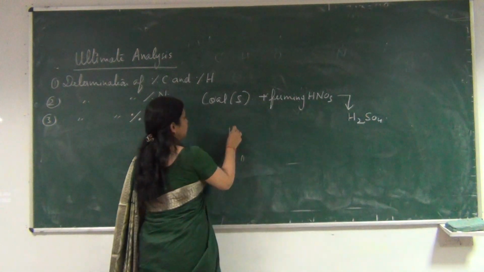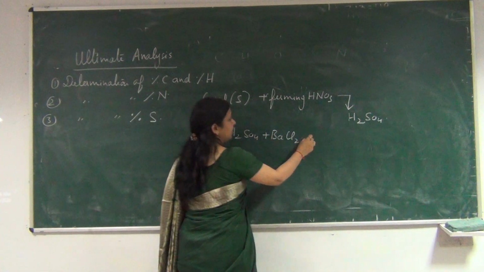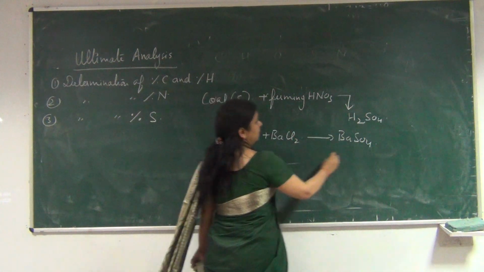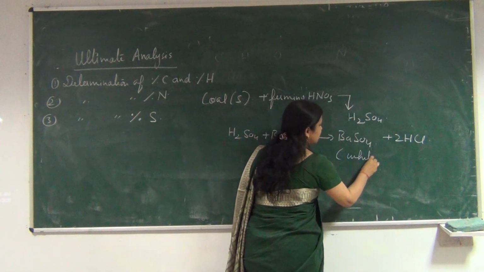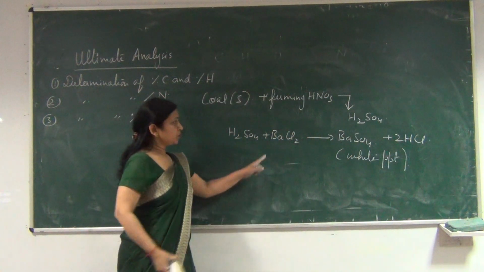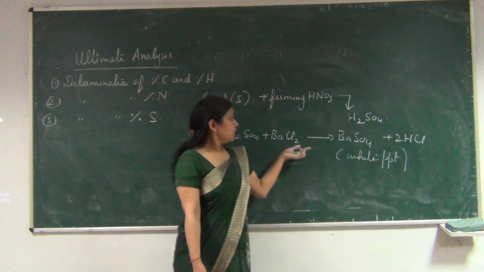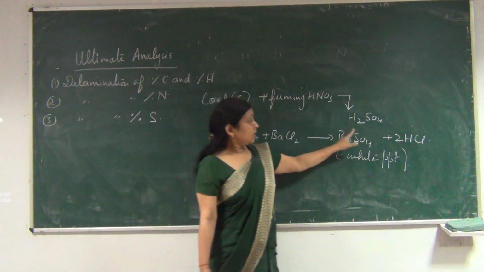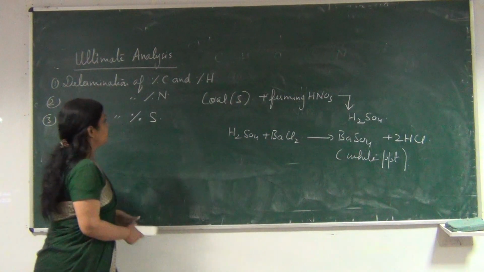Now this H2SO4 is then treated with barium chloride and we get barium sulfate plus HCl. This is white precipitate of barium sulfate. So sulfuric acid, when it is treated with barium chloride, we get white precipitate of barium sulfate. Sometimes in place of barium chloride, we can also use barium nitrate. Now, the amount of barium sulfate which is formed, from that we calculate the percentage of sulfur.